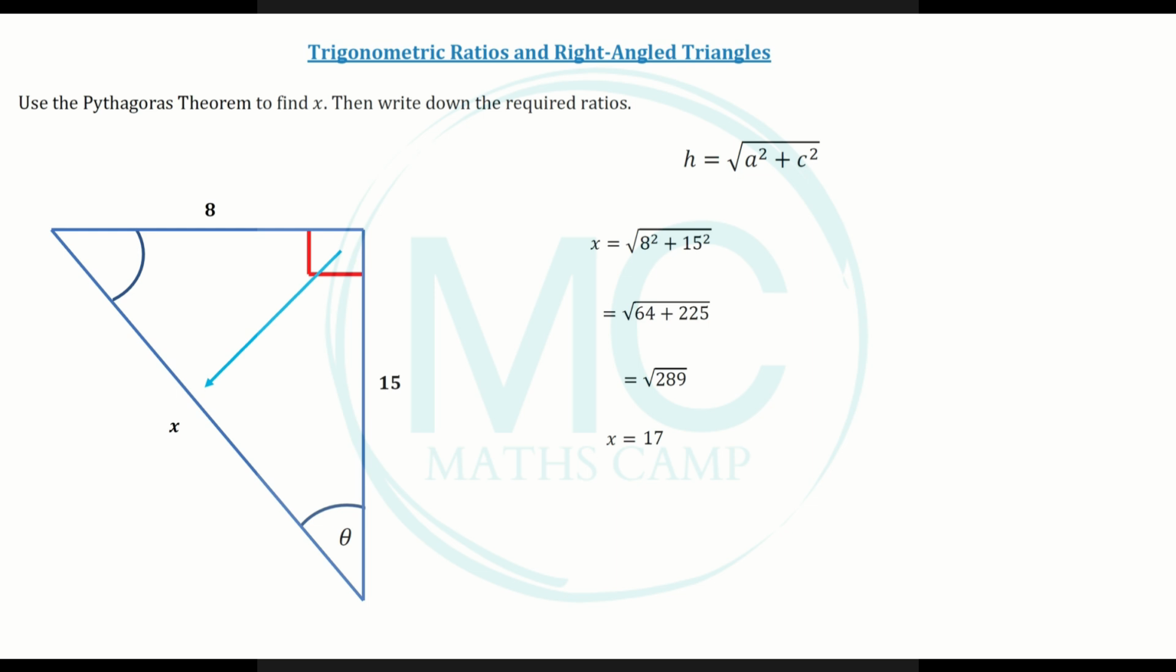Let's put 17 in the place of x on our triangle, and now we can make some space. 17 is the value of the hypotenuse, so let's make a note of this up here. And now we can find our opposite and adjacent sides in terms of theta.